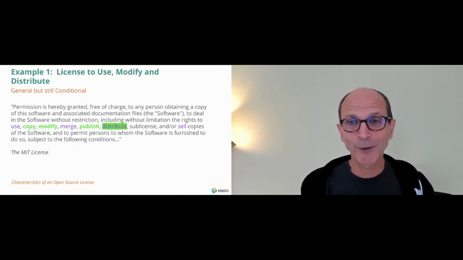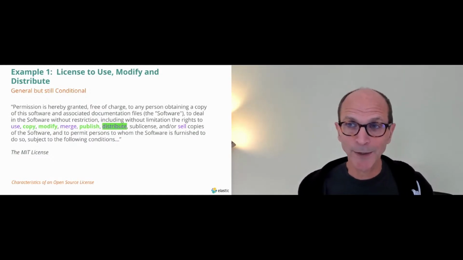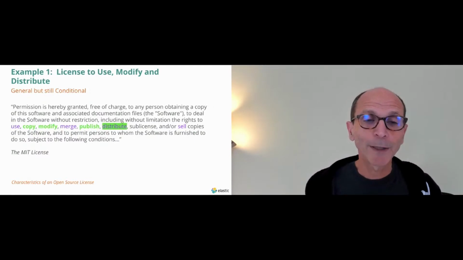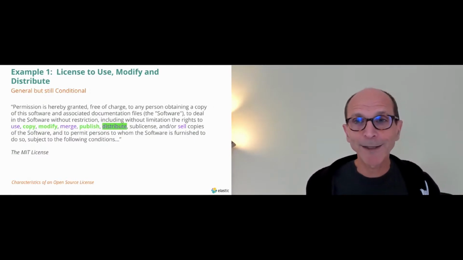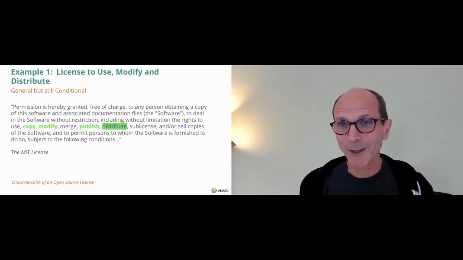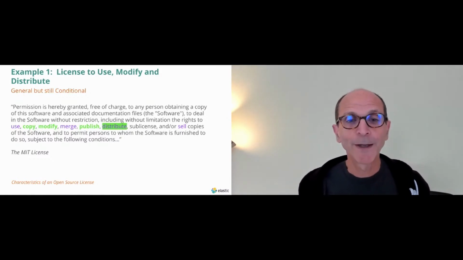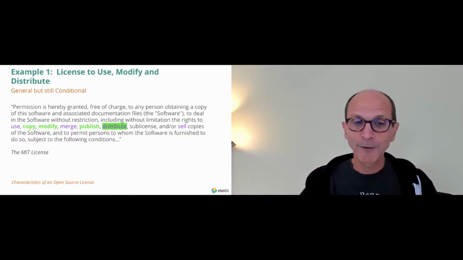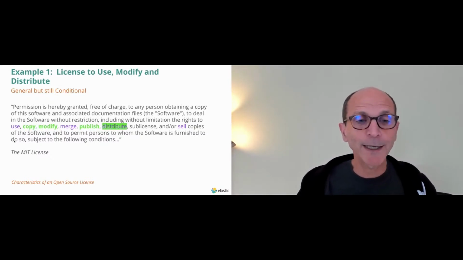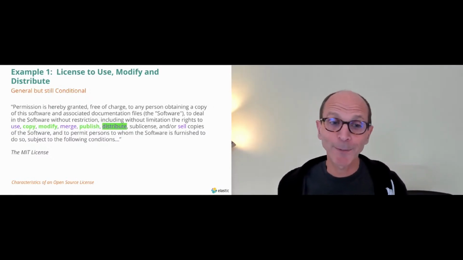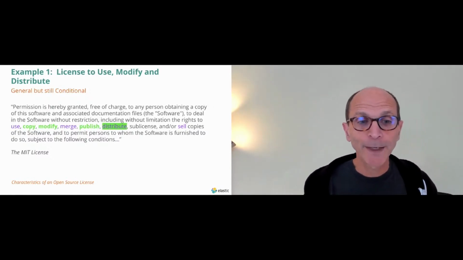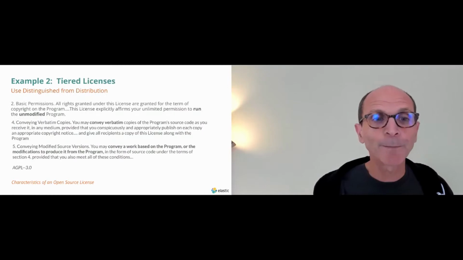And then distribute is sort of both, right? You could argue distribution is a sale, but it's also a publication. So the MIT license, I don't think they really went into the specific language of the intellectual property rights, but it sort of covers this very broad general license. But notice it's still conditional. If you notice, the very last line says subject to the following conditions. So the licenses are always conditional.